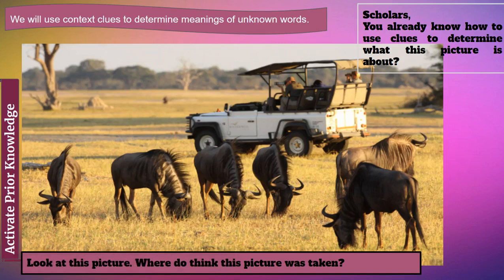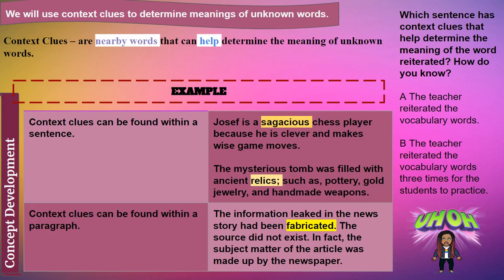Words when we use context clues. We're using what is there. So context clues are nearby words that can help determine the meaning of these words and these phrases.